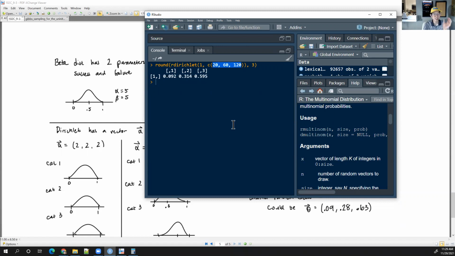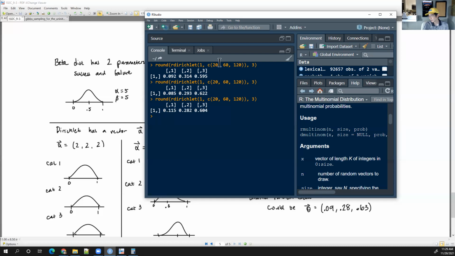So we're saying we've seen so far category 1 show up 20 times, category 2 show up 60 times, and category 3 show up 120 times. So what are the probabilities that generate this? One possibility is category 1 is generated with probability 0.092, category 2 with probability 0.314, and category 3 with probability 0.595. Okay, in another instance, we can get slightly different values.